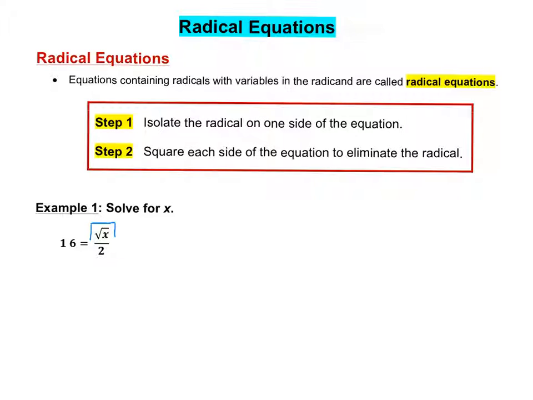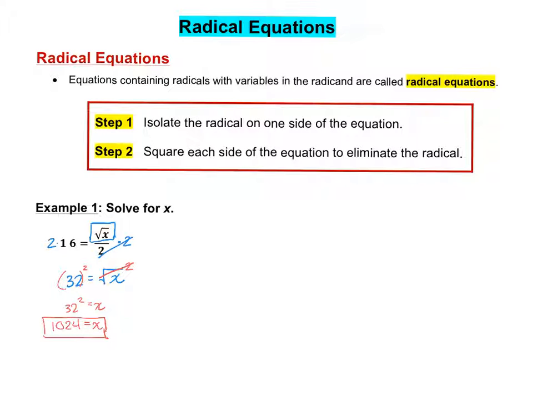In example 1, ignore this piece, right? We have to get rid of that division by 2 first. So I'll multiply both sides by 2. We get 32 equals the square root of x. In order to get rid of the square root of x, you would square it. They're inverse operations, so those cancel, and then you do the same thing to the other side. You square that. So 32 squared equals x, but we actually have to calculate 32 squared, which is 1024 equals x, or x equals 1024.